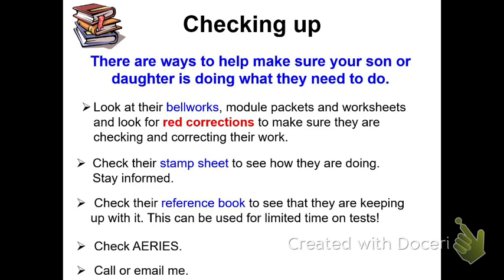So look at their BOWorks, their module packets and worksheets. Look for those red corrections. With those red corrections, they should be checking and correcting their work. And I'll show you an example of what to look for in a minute. If they don't have red corrections, they're not doing what they're supposed to be doing in class, and they're missing out on some important opportunities to learn and fix misunderstandings or mistakes.